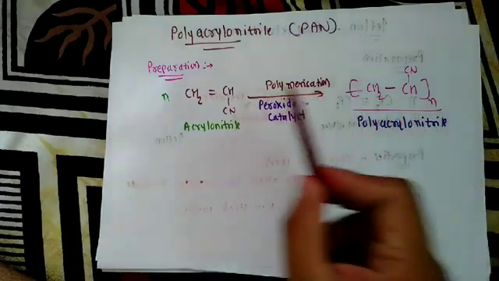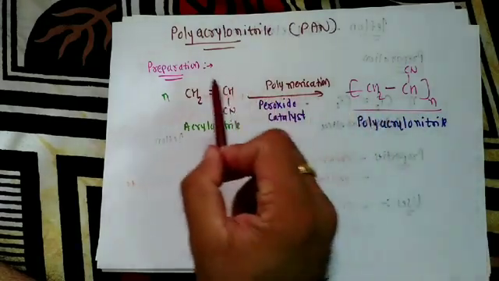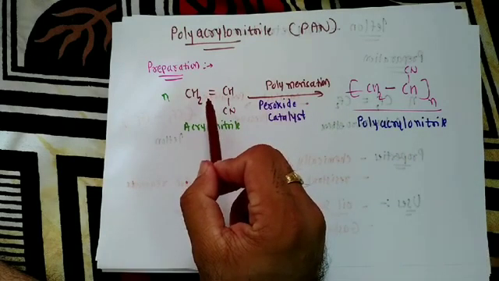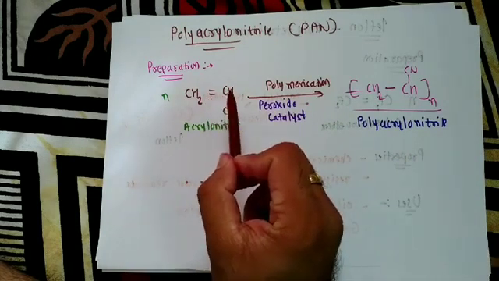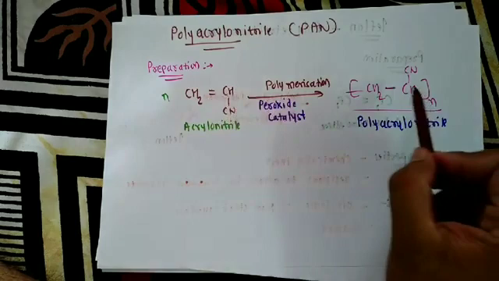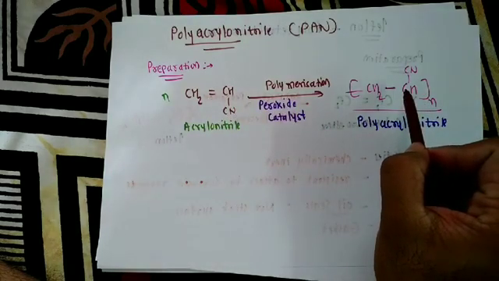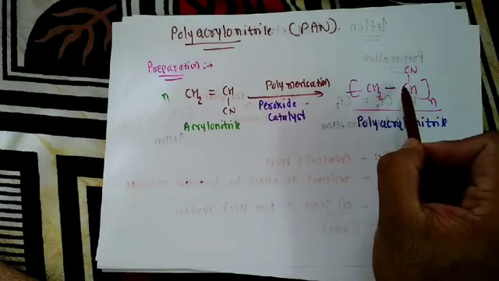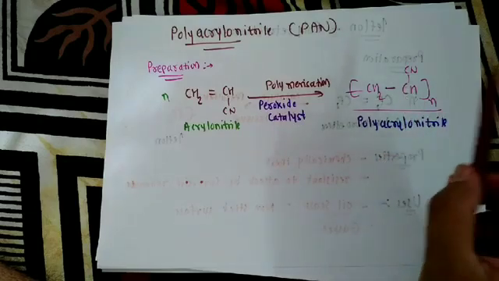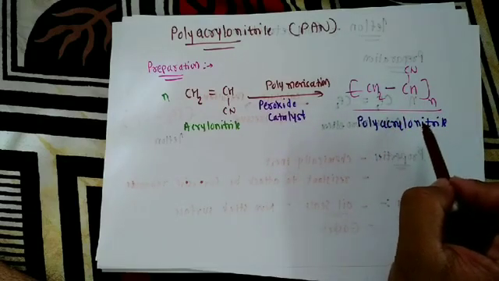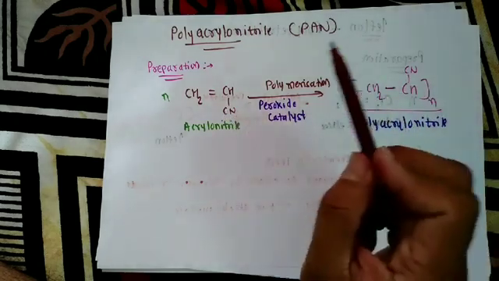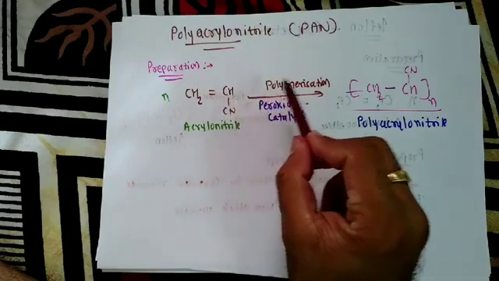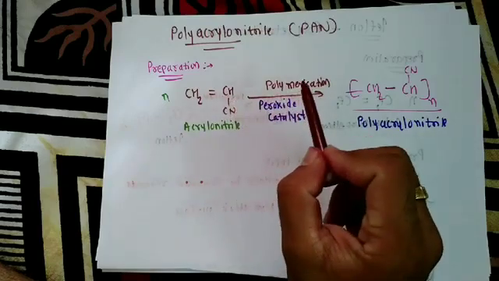polyacrylonitrile. Okay, so here you can see that the monomer is having a double bond, means it is unsaturated, whereas when it gets added, it gets combined, and the double bond is removed. So you cannot find a double bond in the polymer. So there is no double bond here in the polymer. So polyacrylonitrile is the polymer of acrylonitrile. Acrylonitrile undergoes polymerization in presence of peroxide catalyst.